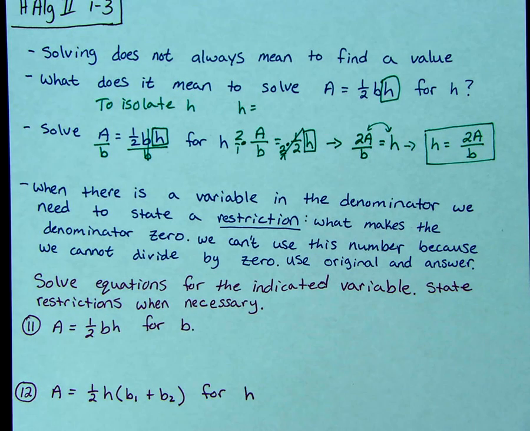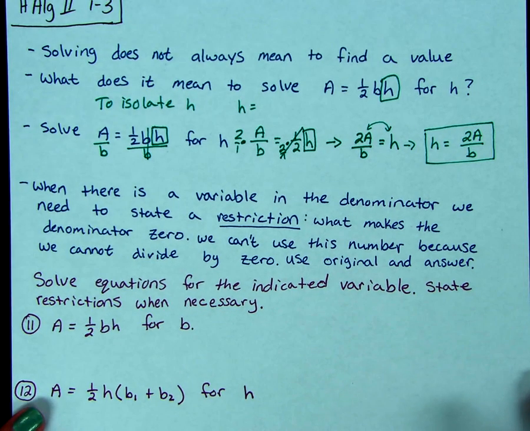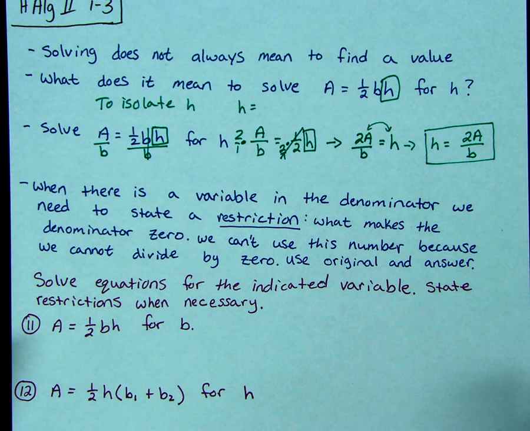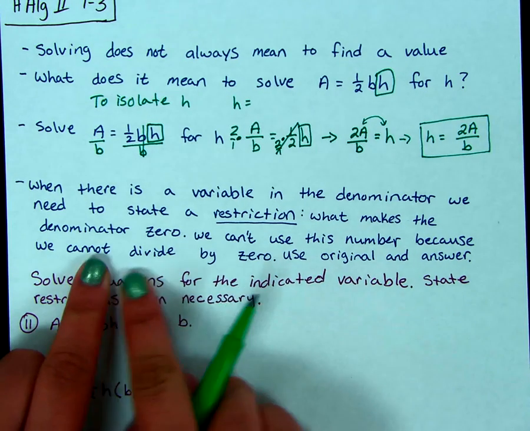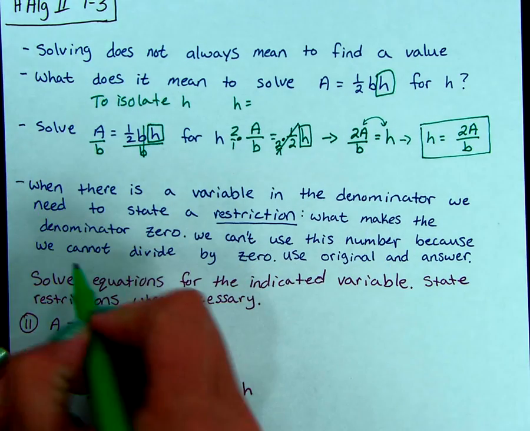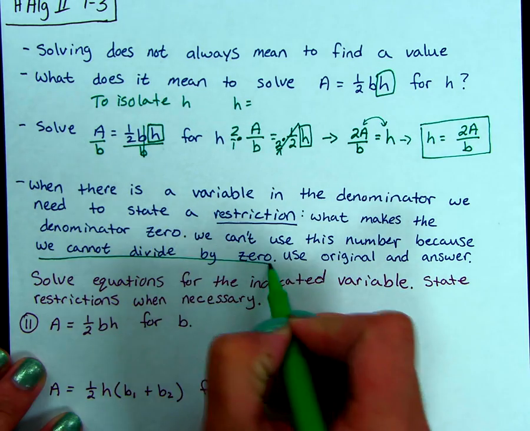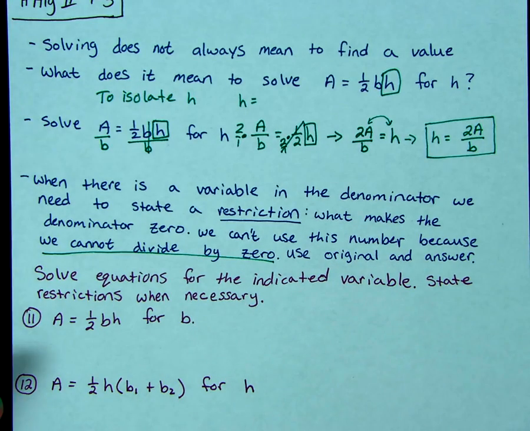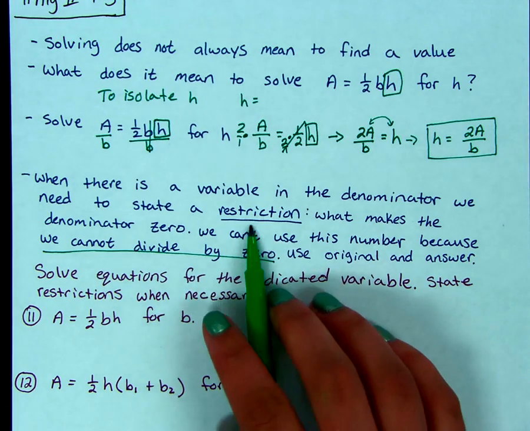Now, when we are dealing with a bunch of letters, we do have to be careful with what we're substituting in, because what number can't we divide by? That number would be 0. So we cannot divide by 0. This is really important to remember. So when we are dealing with multiple letters, we have to state a restriction.